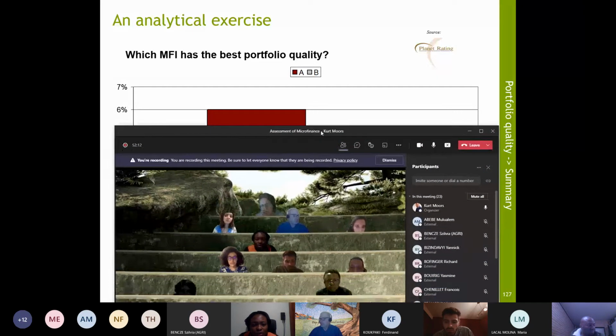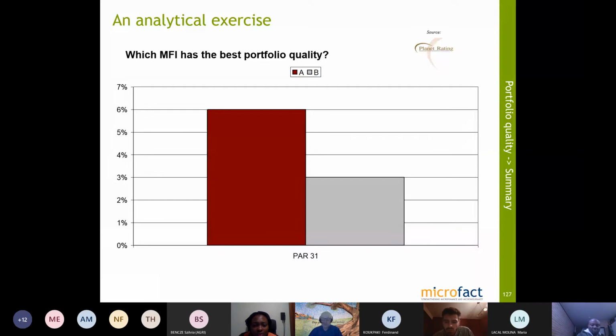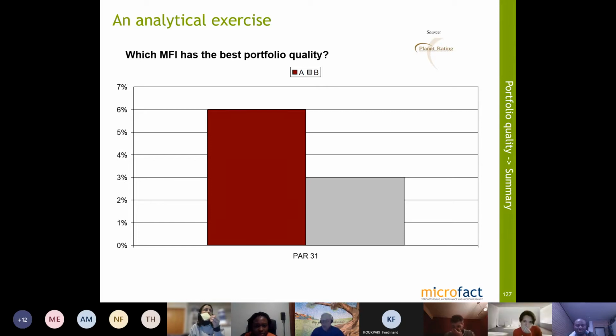Just a question, Professor. Yes. This is PAR 31? Yes, this is PAR 31 or PAR 30. You can choose the number of days. It's taken from Planet Rating and they used PAR 31. And that one day doesn't actually make a real difference. But if you only look at this figure, you have no other information available.